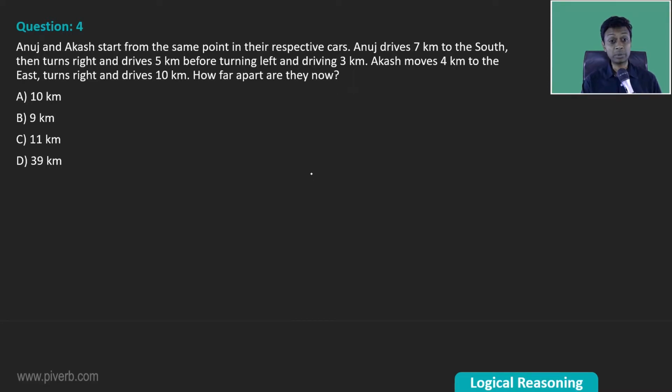Anuj and Akash start from the same point in their respective cars. Anuj drives 7 kilometers to the south. I'm going to mark this out. North, south, east, west. Anuj drives 7 kilometers to the south.